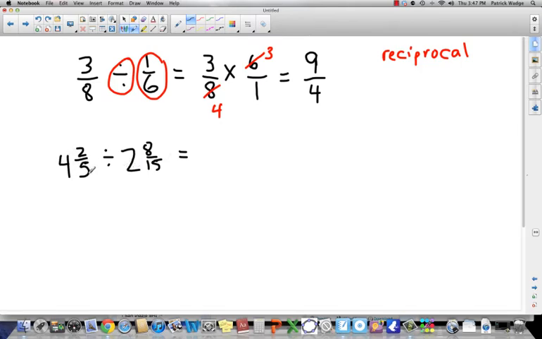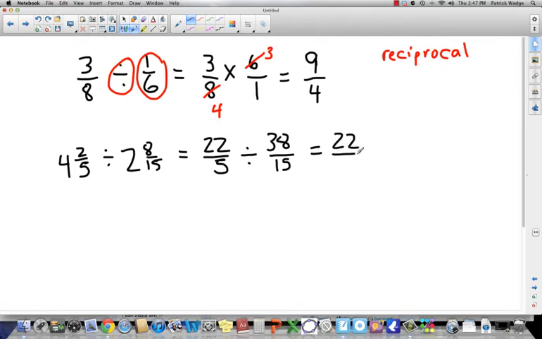So 4 times 5 is 20, plus 2 is 22 over 5. Divided. A lot of people don't like doing this. They like putting multiplying already and trying to do the flipping. I don't recommend it. Okay, if you're good at it, go for it. But if you want to be safe, just do the switching into improper right now. 2 times 15 is 30, plus 8 is 38 over 15. You see, I have not flipped it yet. Now I'll do the flipping.